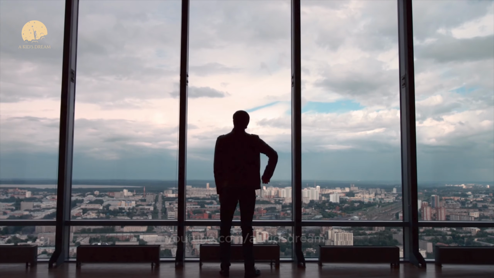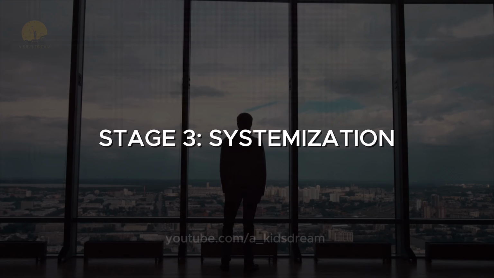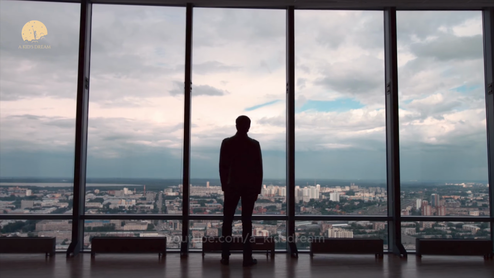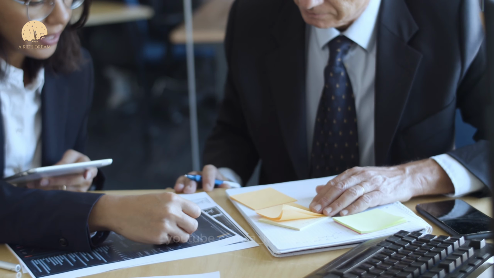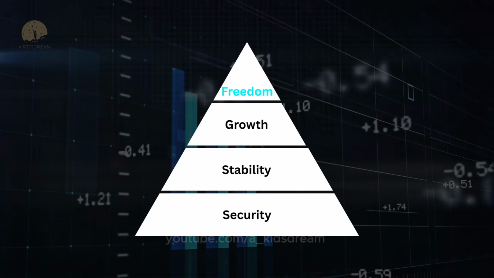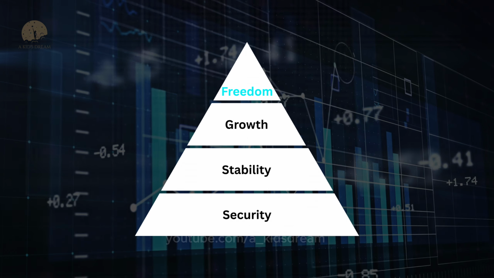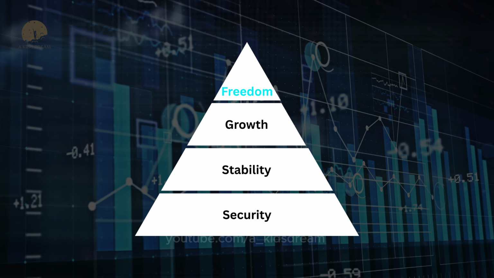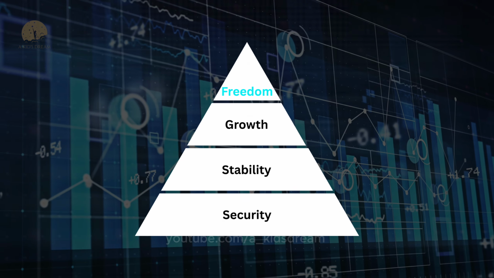The third stage of the wealth-building model is systemization. Modern frameworks, from Dave Ramsey to Ray Dalio, describe personal finance as a structured progression, establishing safety, managing debt, investing consistently, and ultimately creating passive income streams.